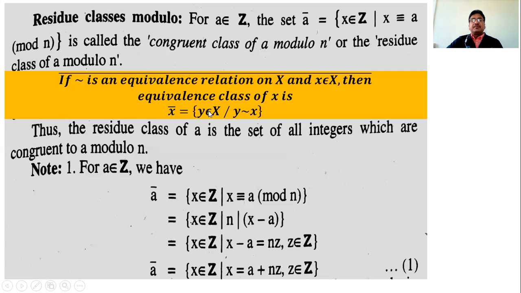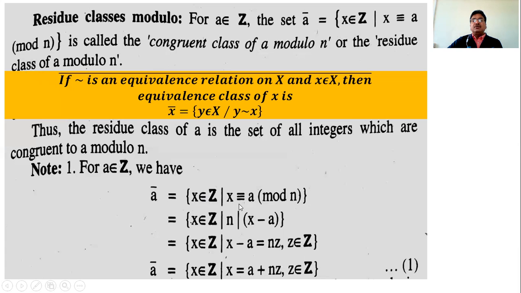All are the elements of X bar. So this is the definition of congruence class or residue class. Okay. So we simplify this residue class. So A bar is X belongs to Z such that X is congruent to A modulo N.